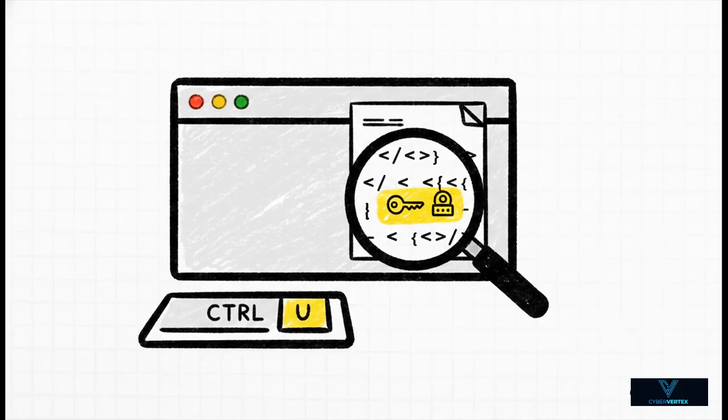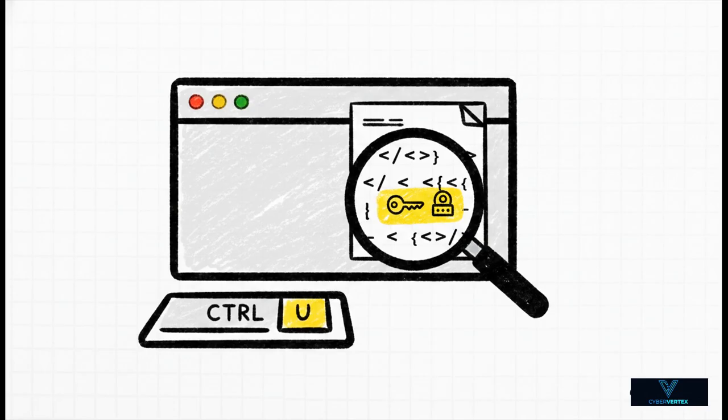And listen, never ever forget the basics. Just view the page's source code. Hit Ctrl+U in your browser. You would be absolutely shocked at how often developers leave little breadcrumbs for us, revealing comments, internal notes, maybe an API key, or, and this really happens, test credentials just sitting right there in the HTML.